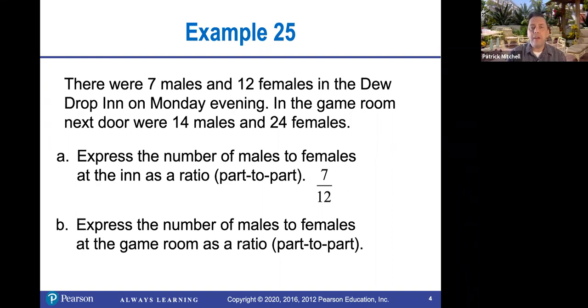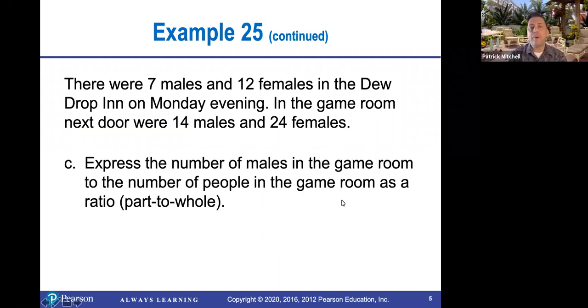The number of males to females at the inn is 7 to 12, since there were 7 males and 12 females. And at the game room, it's 14 to 24, which simplifies to 7 over 12. So proportionally, the proportions of males to females were the same at both places.